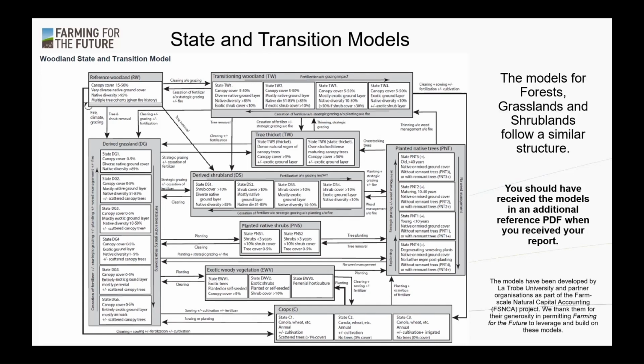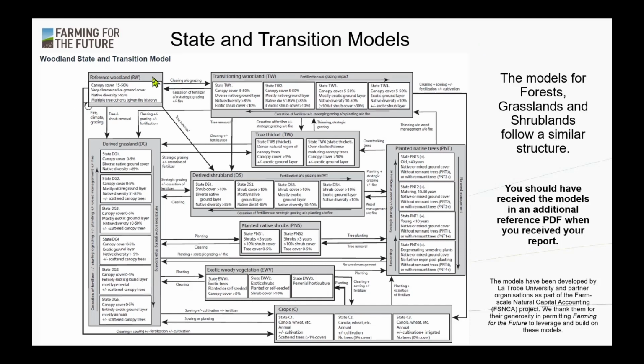We've created 4 state and transition models for the different types of major ecosystems that we've seen in the landscape, that being woodlands, forests, grasslands and shrublands. The model we're looking at here is our woodland state and transition model. The way to read this is in the top left-hand corner, we have a condition or a state that represents a reference woodland, which is pretty much the best on offer landscape in terms of woodland classification.